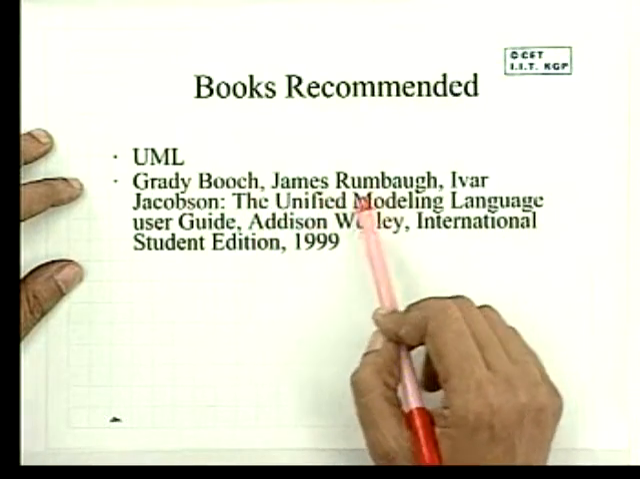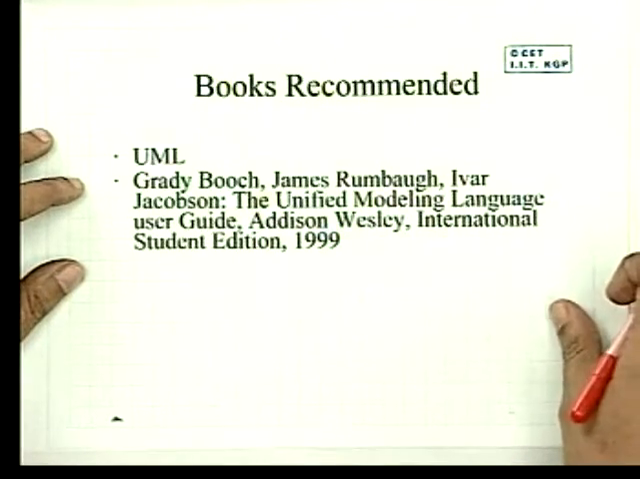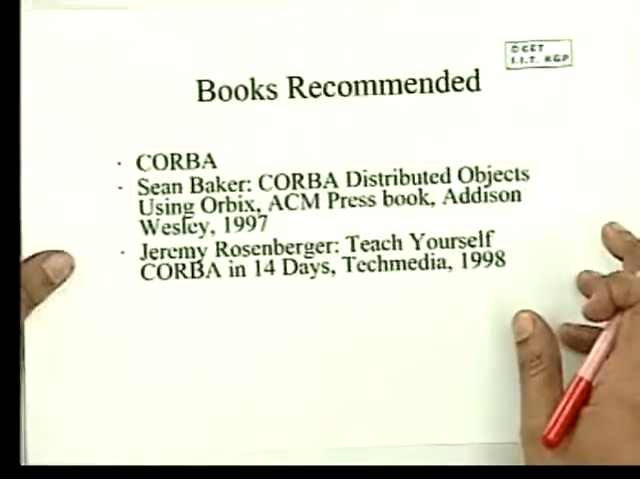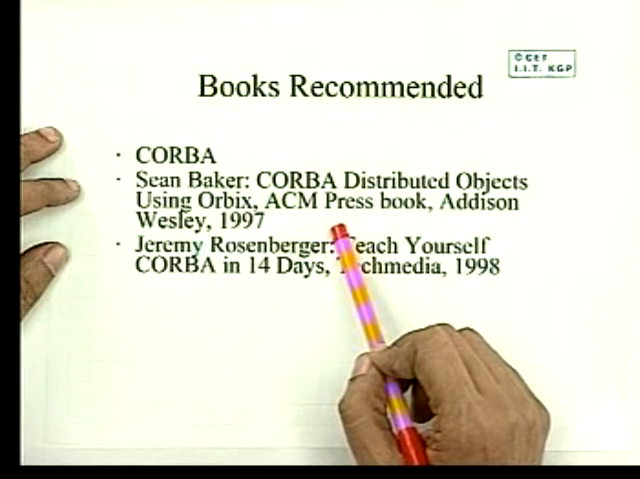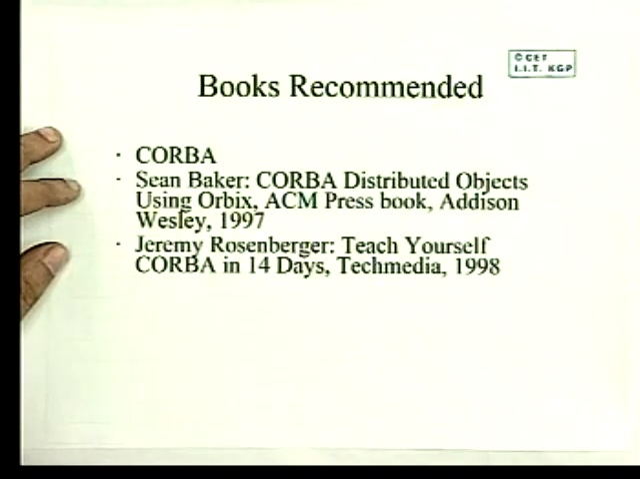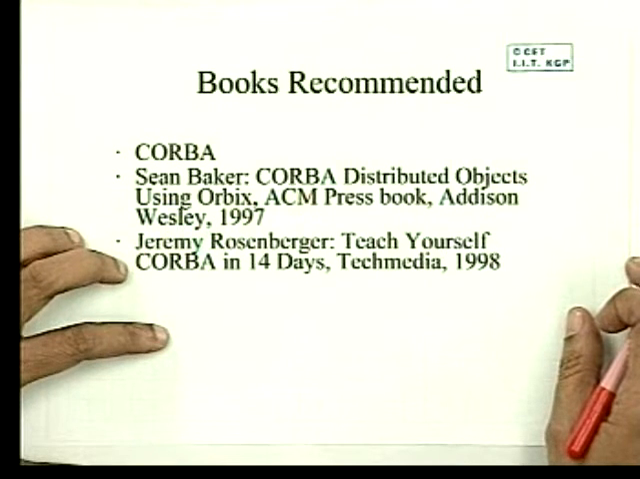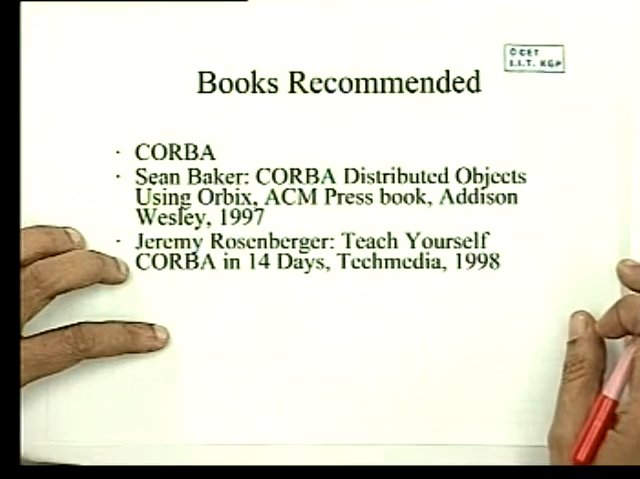On UML, the book will be by Grady Booch, James Rumbaugh, and Ivar Jacobson, The Unified Modeling Language User Guide, by Addison-Wesley. It has an international student edition, 1999. On CORBA, we'll refer to two books, one by Sean Baker, CORBA Distributed Objects Using Orbix, an ACM Press book published by Addison-Wesley in 1997. And then there is Jeremy Rosenberger, Teach Yourself CORBA in 14 Days, a Tech Media 1998 publication.